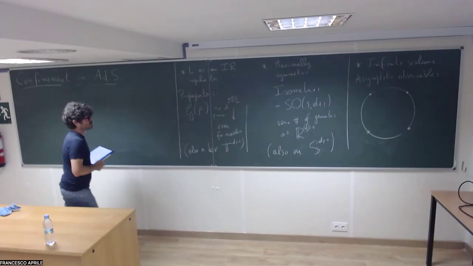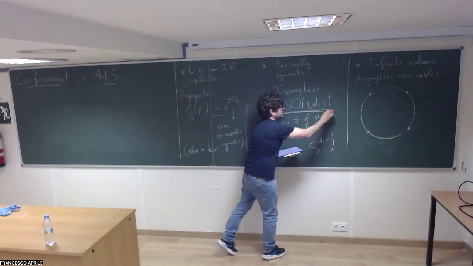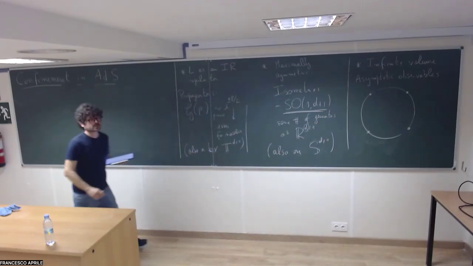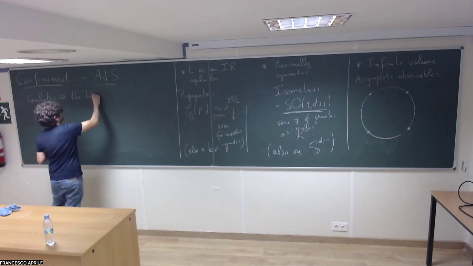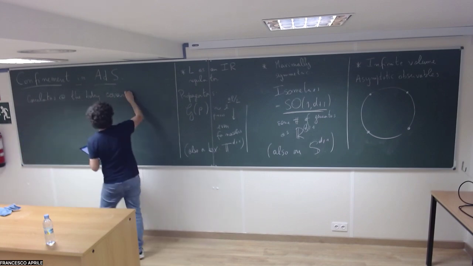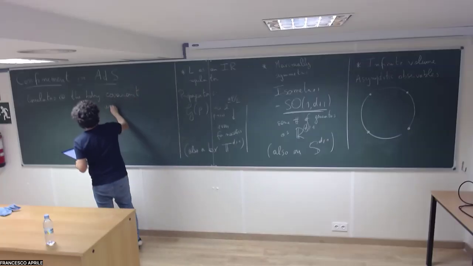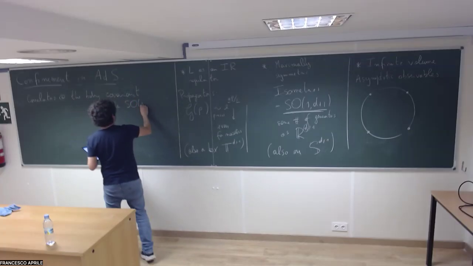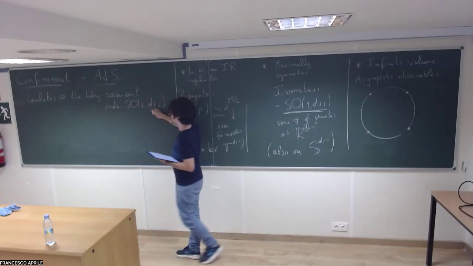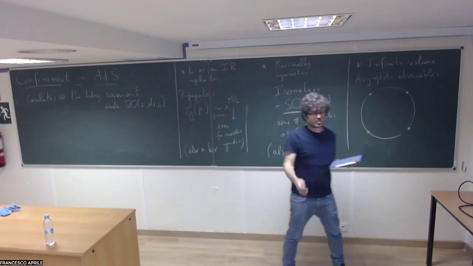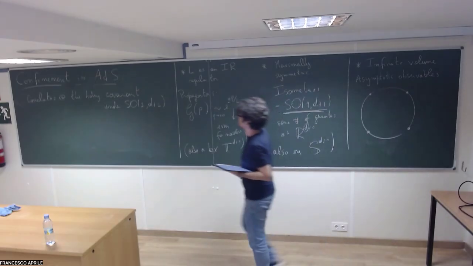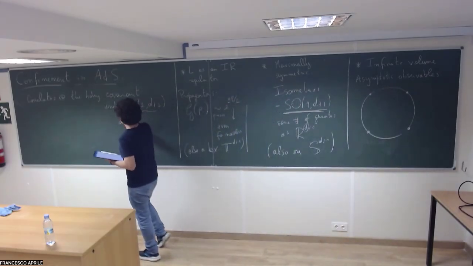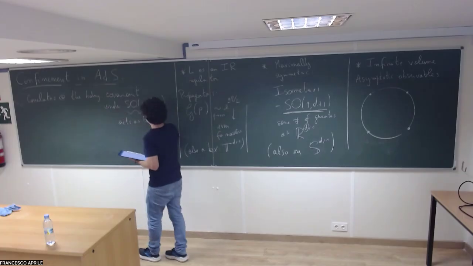A nice thing is that this isometry group acts on these correlation functions. So the correlators at the boundary are covariant under this SO(1,d+1). And the way this group acts on them is exactly like the conformal group acts on correlation functions in a conformal field theory. So this thing acts as the usual conformal group.